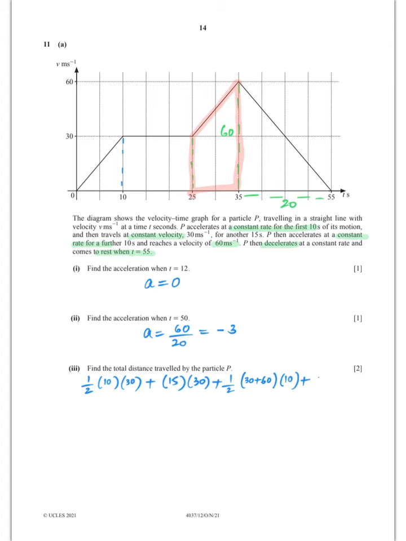For the last portion of your journey, it's a triangle. And area of a triangle, it's 1 upon 2 base into height. 55 minus 35, it's 20, and height is 60. So that is the total distance covered in this total journey. And to find out the distance, we just apply the working formula for area. Now we need to simplify it. So the total distance is 1650. That is your answer.